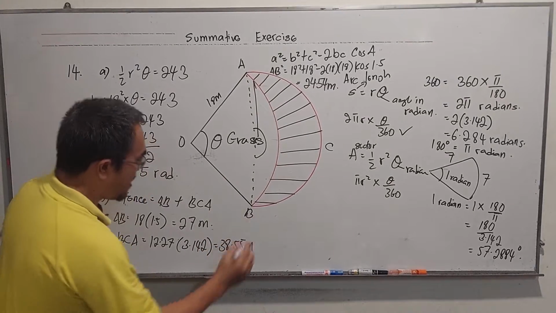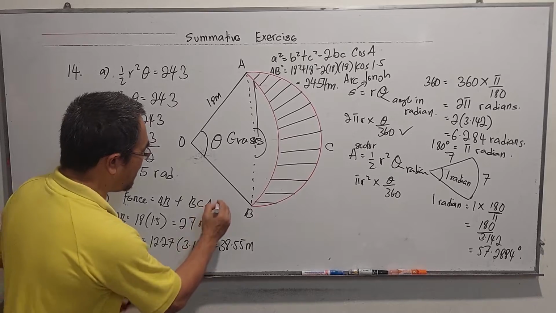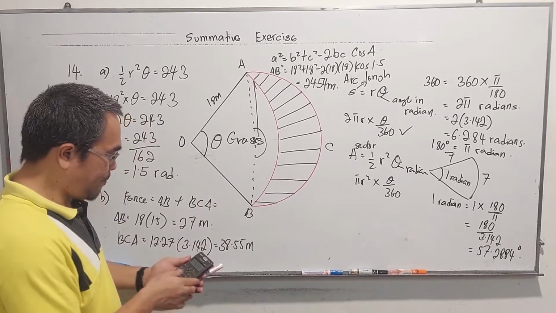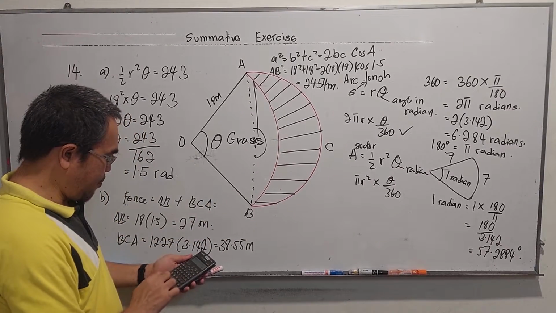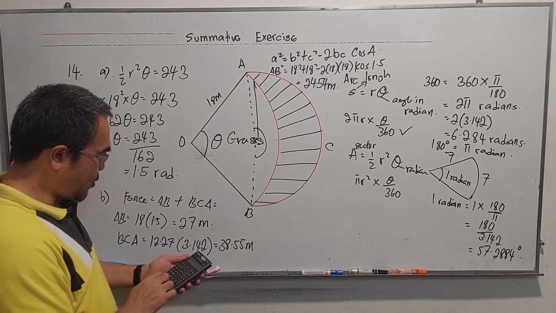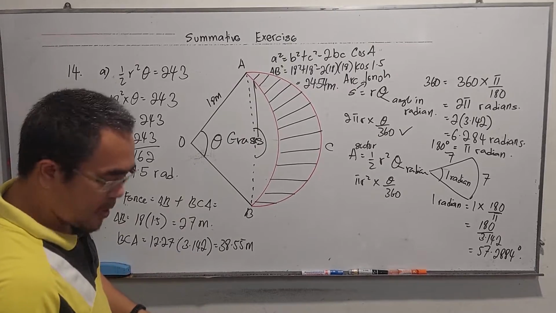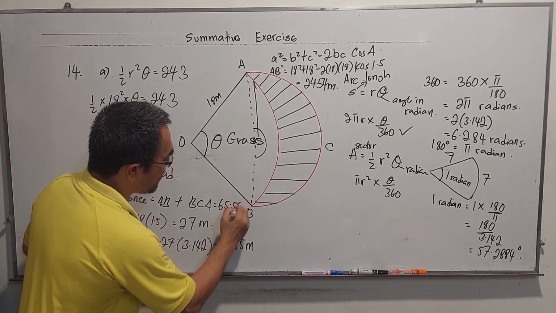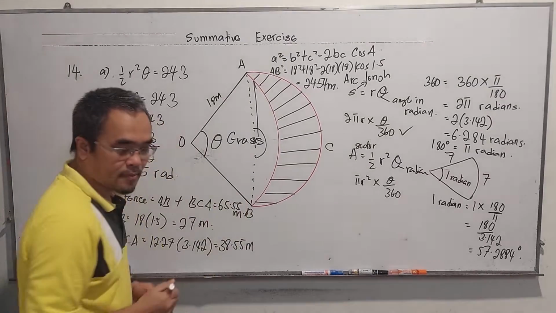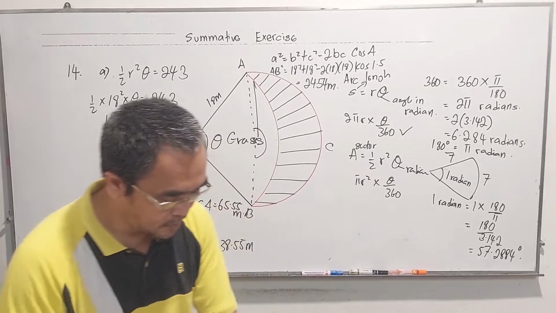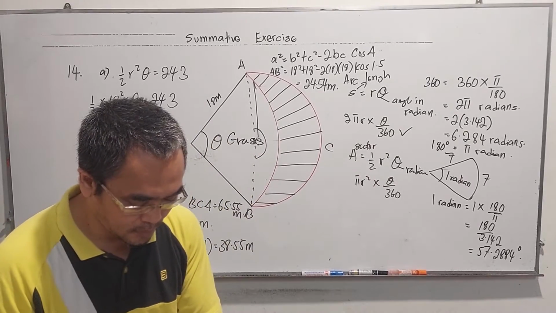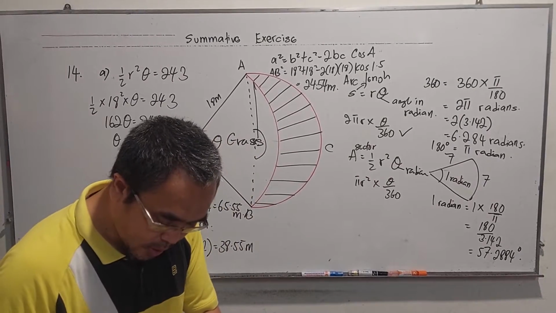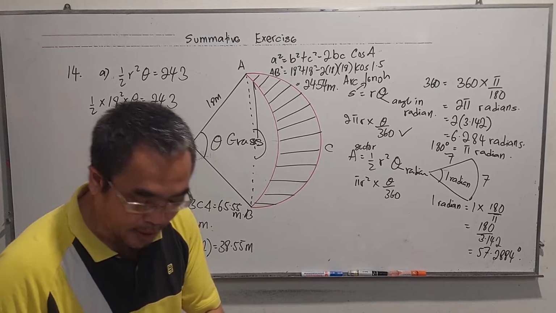38.55 meter. So the total fence will be, you add the two, 38.55 plus 27, it will be 65.55 meter. Let me check. Okay.